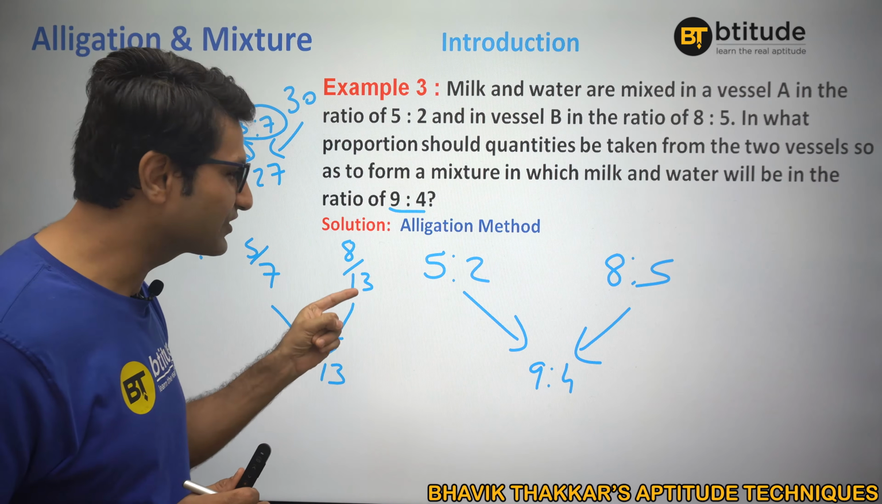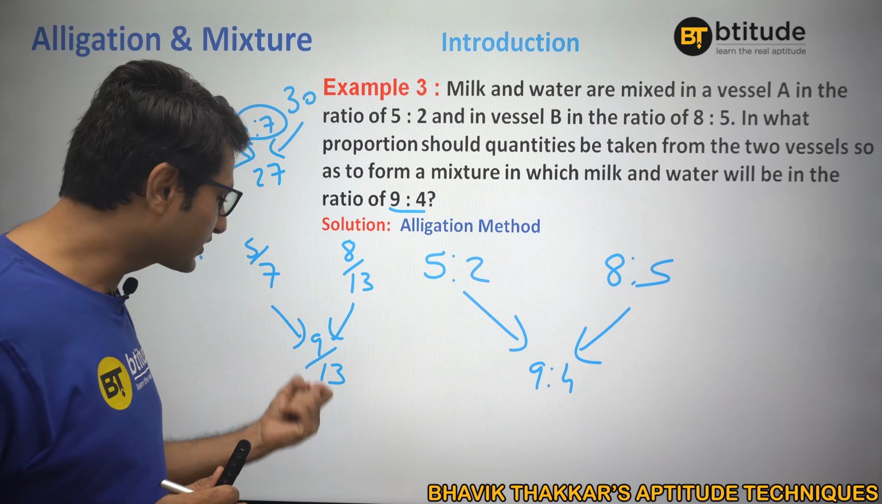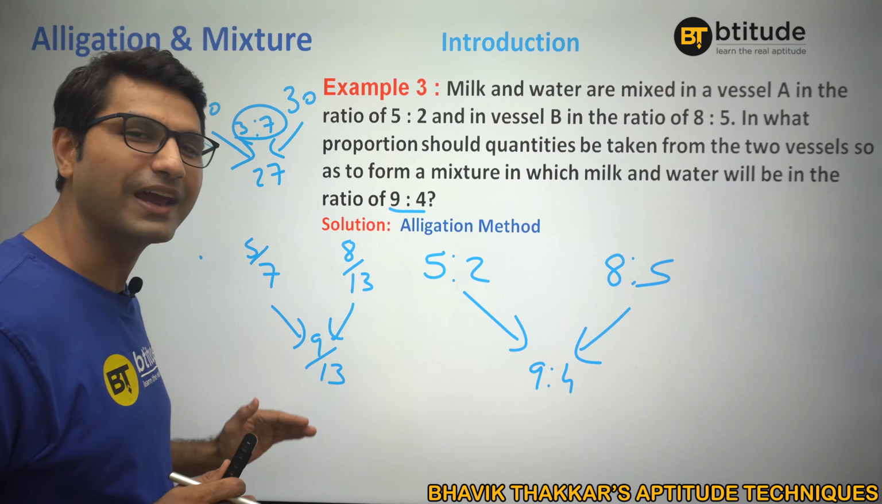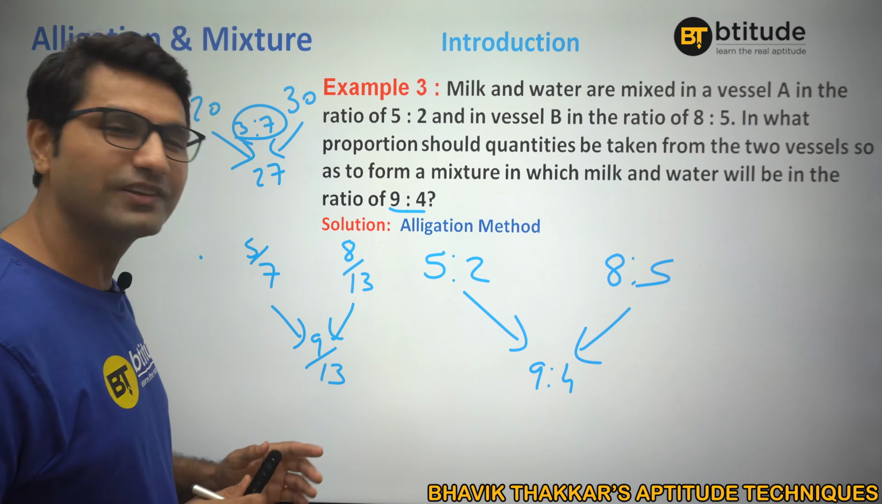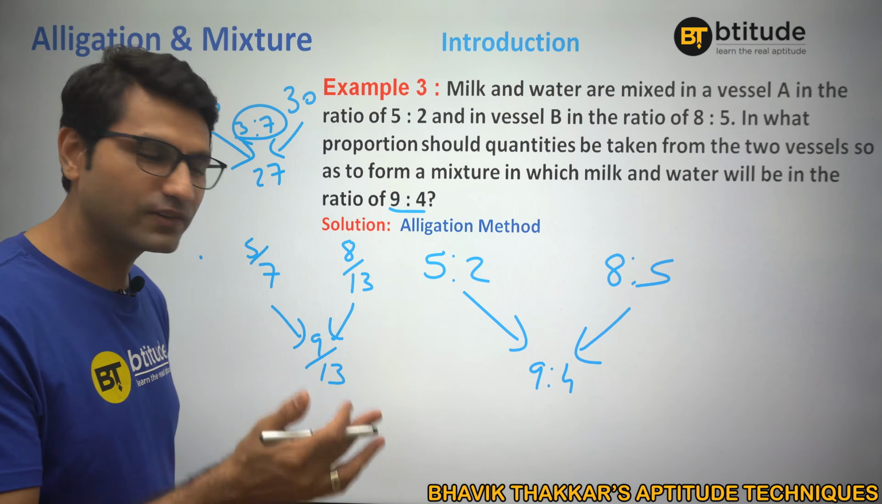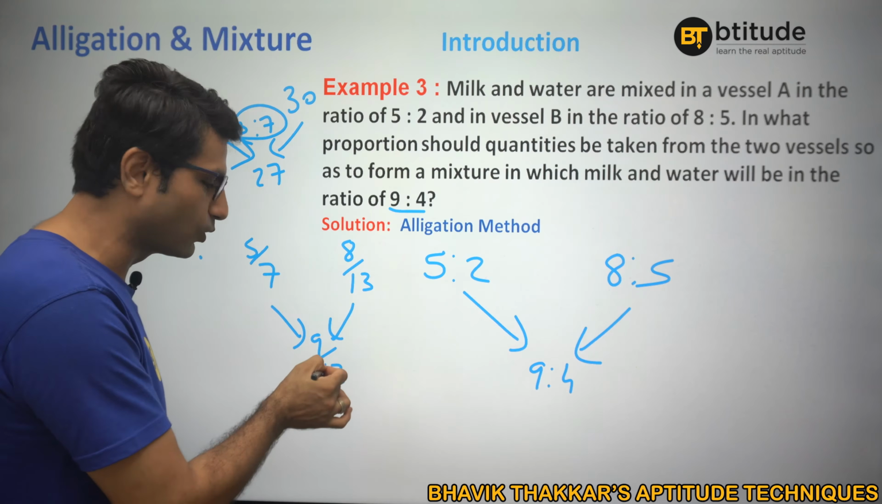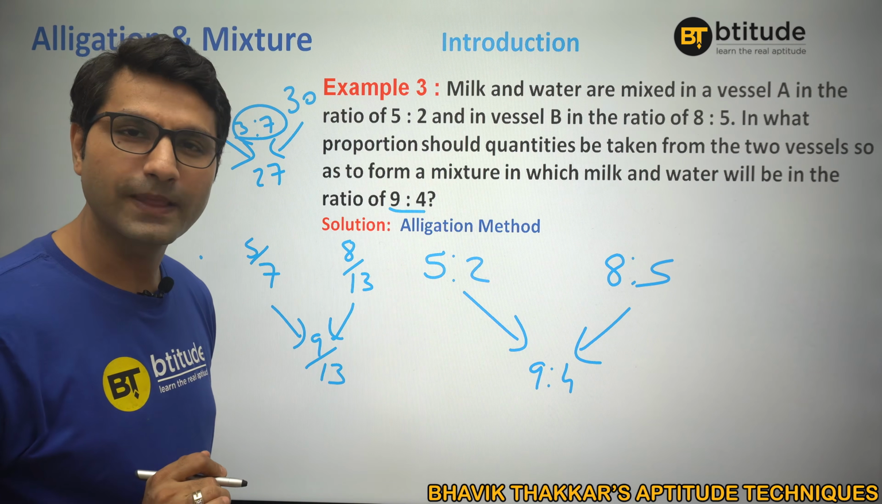Are you getting it? This is a kind of mixture in which 5/7 part is milk. This is a kind of mixture where 8/13 part is milk, and both combined, you get a mixture in which 9/13 part is milk. Once you know this, look, these are fractions, not that easy, but it's okay. You can still do it. The difference of these two goes to this side, the difference of these two goes to that side, and then you can find out the ratio.